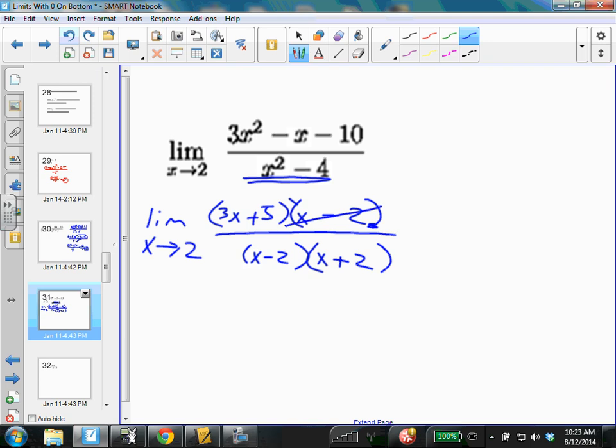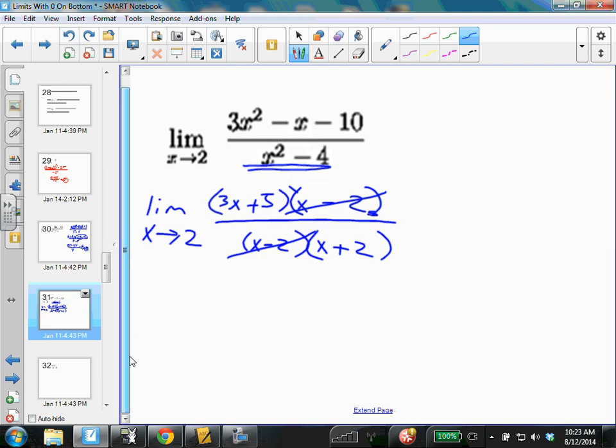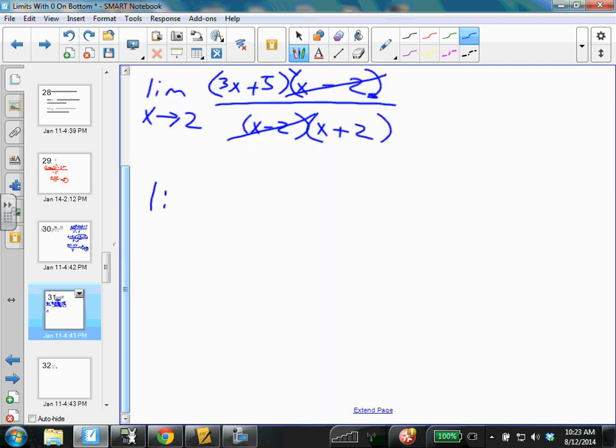And so I have an x minus 2 on top and an x minus 2 on bottom. So I can cancel those two out. And so now this is going to change into the limit as x approaches 2 of 3x plus 5 over x plus 2.